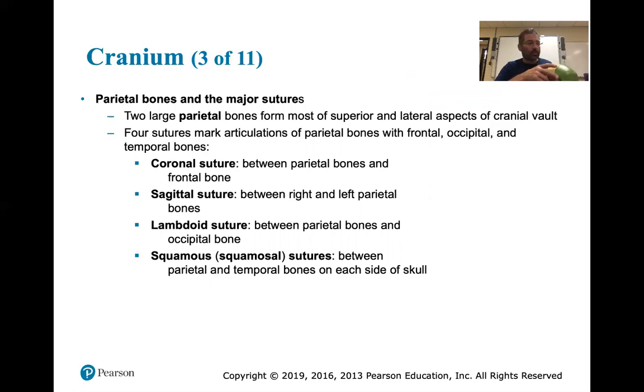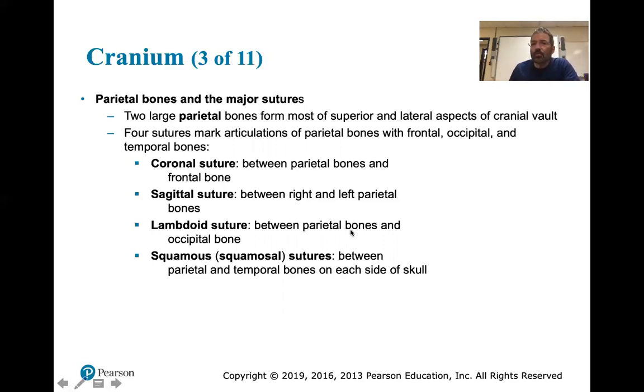Coronal. Depending on the orientation of the bones, something more coronal. What kind of section was that when we were talking about it in chapter 1? Sagittal, between the right and left, like a sagittal plane. Coronal, realize the orientation of that. Lambdoidal, between the parietal and occipital bone. And remember, we said that lambdoidal has the shape of the Greek letter. And squamous sutures are between the parietal and temporal bones on each side.